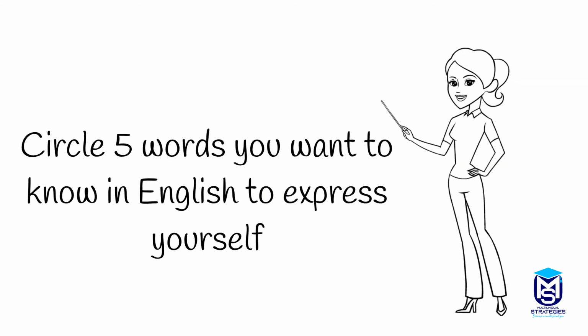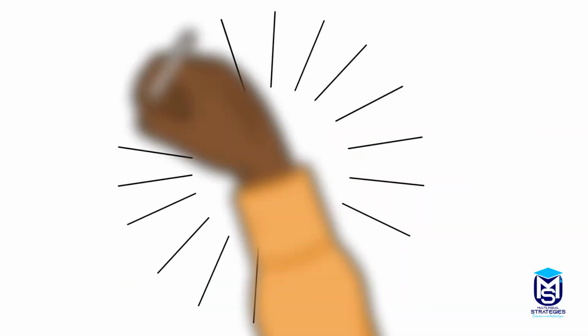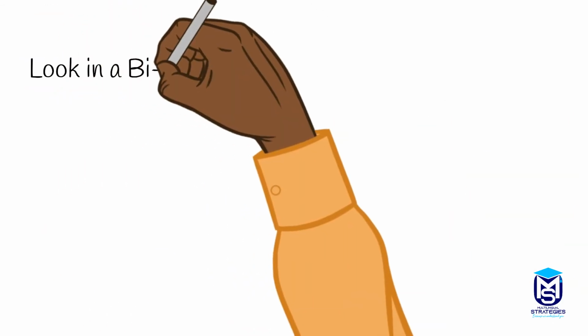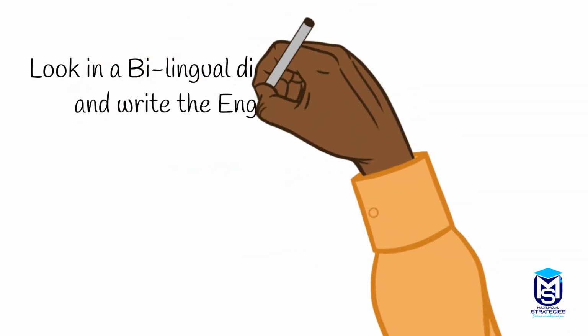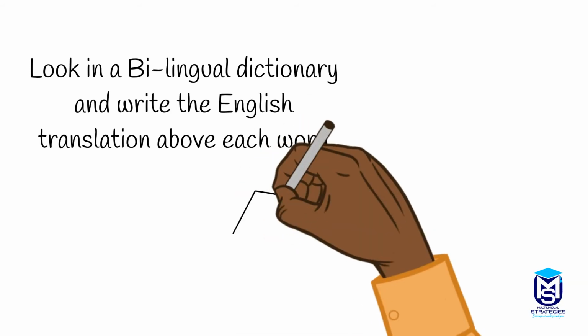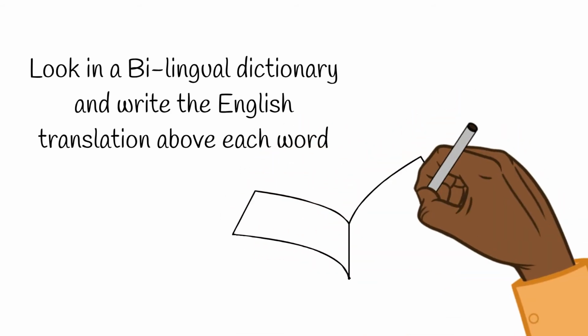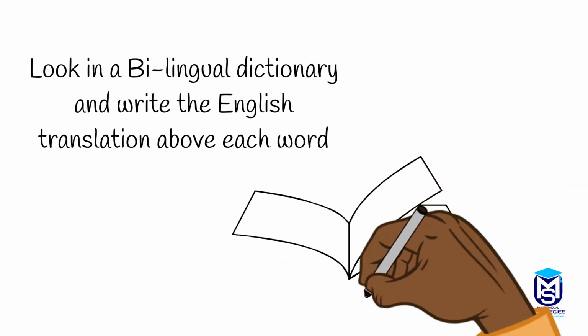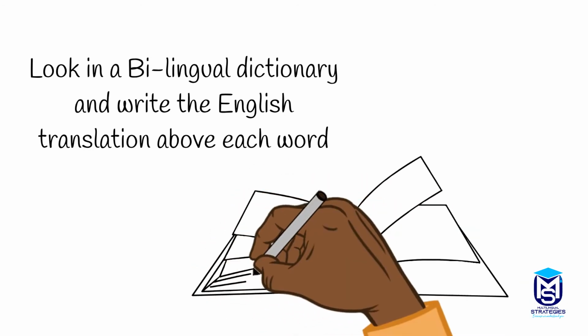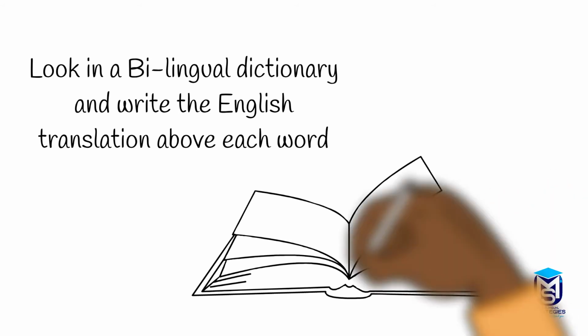Step number 4. Now that we have identified our words that our multilingual learner wants or needs to know, our multilingual learner looks up the words in a bilingual dictionary and writes the English word above the first language words. We never translate the whole piece of writing. Our goal is to build expression and voice in English.